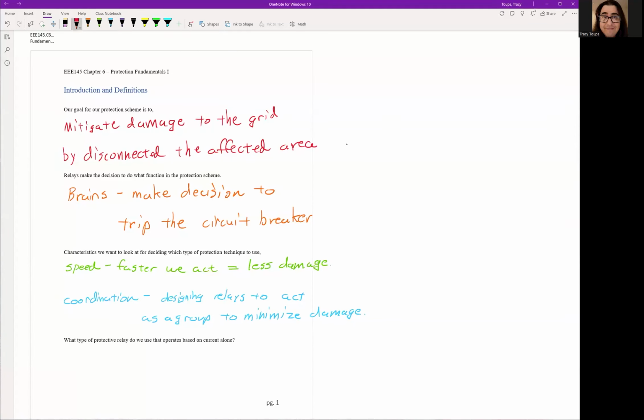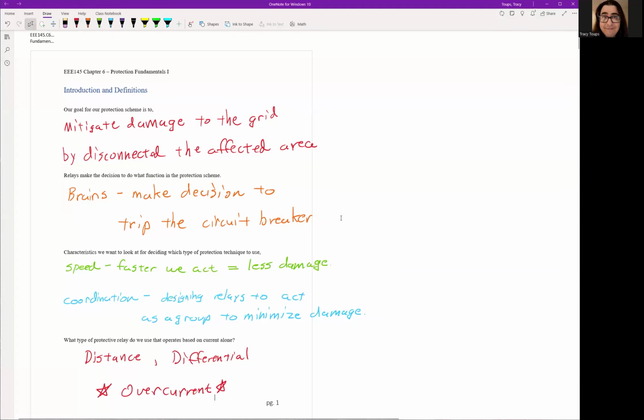Now, there's three major types of protective relays we use. We use what we call a distance relay. We can use a differential relay. Or we can use something called an overcurrent relay. Now, we're going to talk about all three of these. This week, we're going to talk about our overcurrent relay. Next week, we're going to talk about distance and differential.